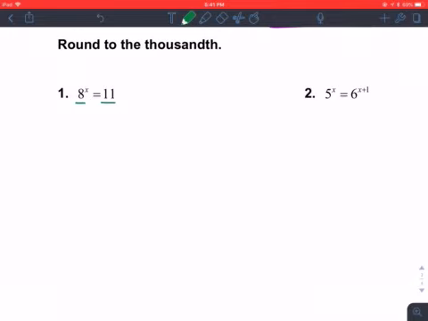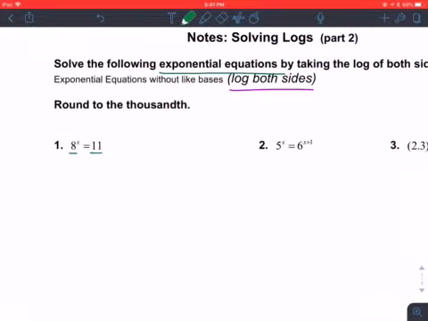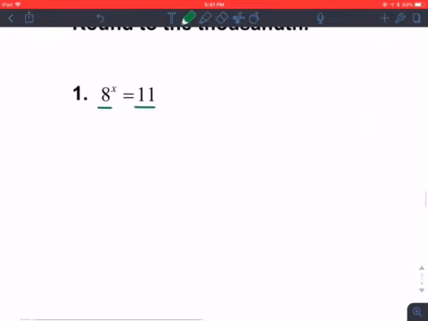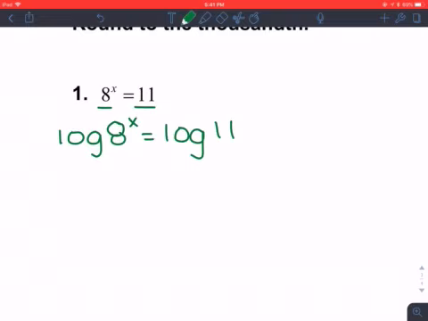But if I look at 8 and 11, there's no way I can rewrite 8 with a base of 11, and there's no way I could rewrite 11 with a base of 8. So if I come across this, what I'm going to have to do is take the log of both sides. So we'll go ahead and do that. Take the log of both sides. We have log of 8 to the power of x equals log of 11.